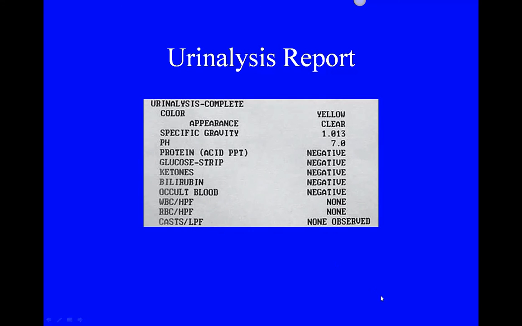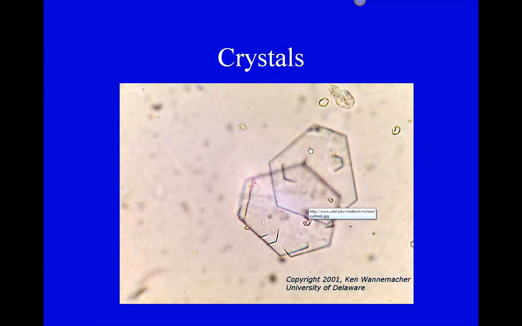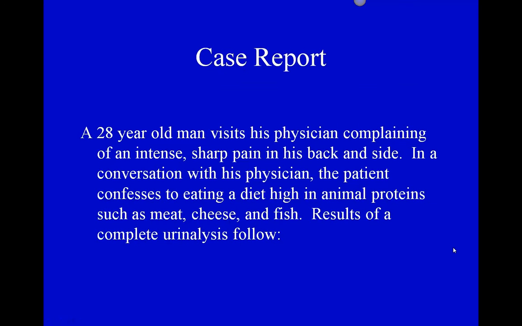So here's a normal urinalysis. A lot of these things should be negative. Do you see how those crystals have sharp edges? And those crystals could join together and make stones.